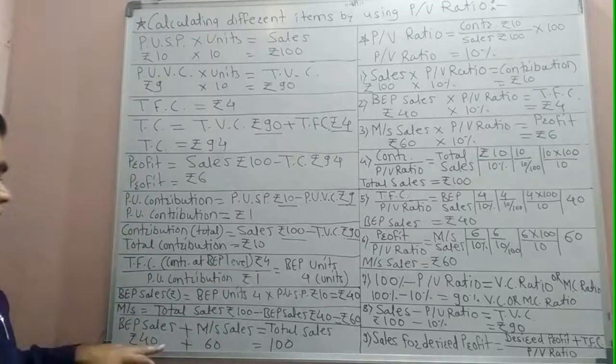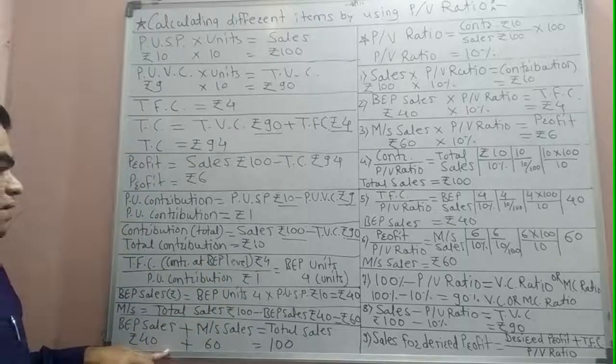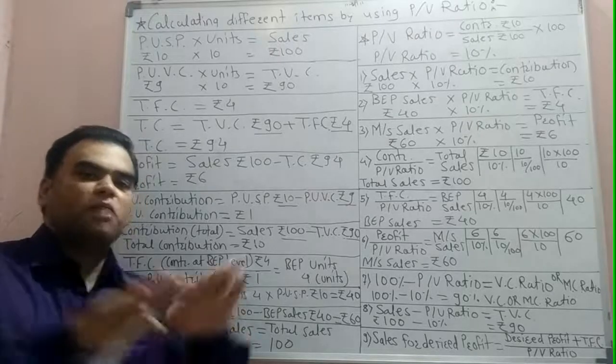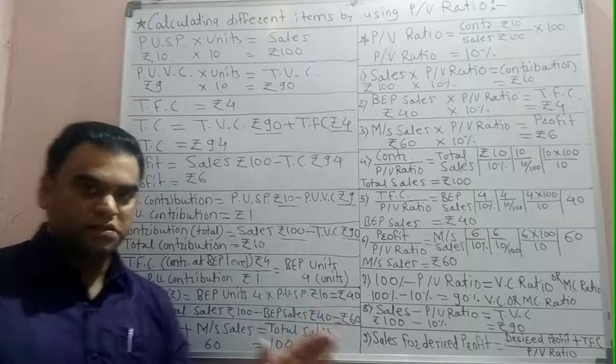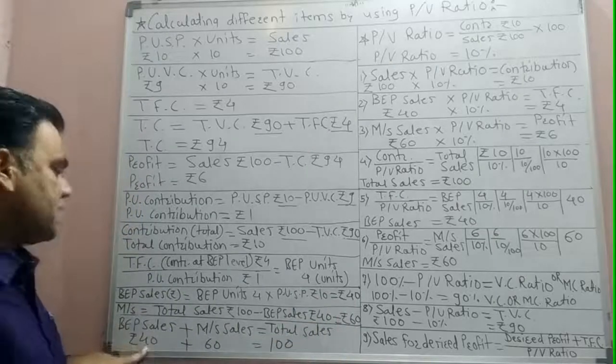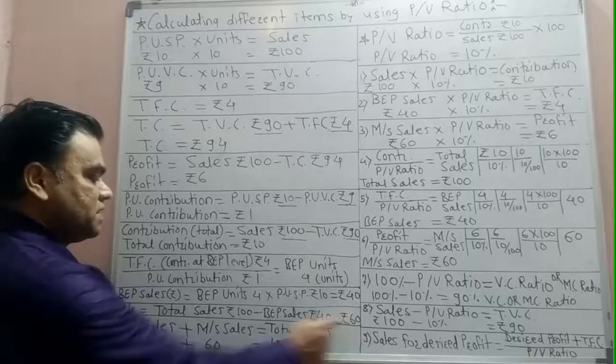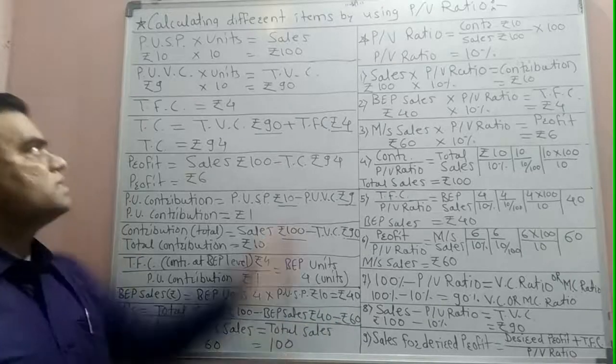Then we are going to understand, as we know, BEP sales and margin of safety sales are the parts of total sales. Okay, so BEP sales, which is rupees 40, plus margin of safety sales, which is rupees 60. So total sales is 100.